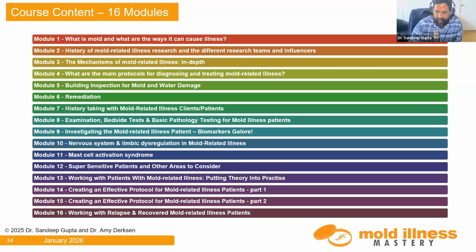So we are going to talk a lot about mycotoxin testing, but also various other types of testing, including mold antibody testing, the utility of some of the Shoemaker tests such as NeuroQuant and Genie, and so on. We won't spend a huge amount of time on those, but we'll cover all of those. DNA adduct testing and some of the newer approaches as well. And then nervous system and limbic dysregulation in mold-related illness. Now, we're really excited about this, and I've found this to be huge.